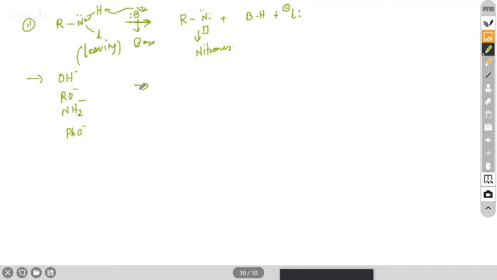Few examples you see. That is, suppose CH3 NHCl. Base, suppose I am taking OH minus, write down the product. CH3 C double bond O, NHCl in presence of base. Write down the product in this.